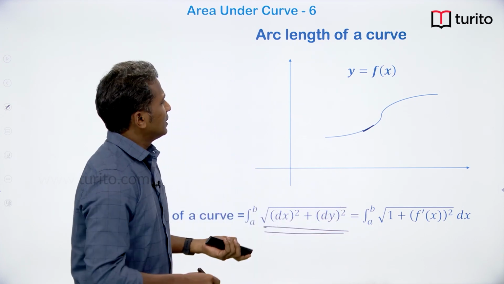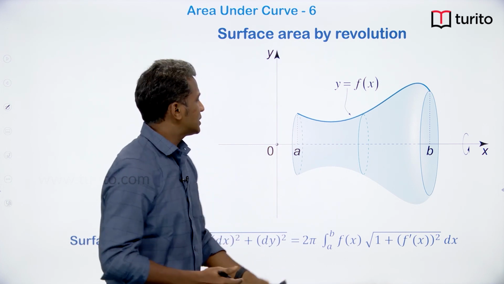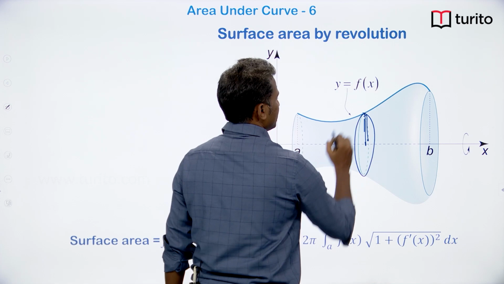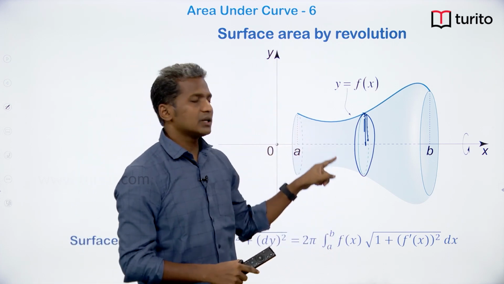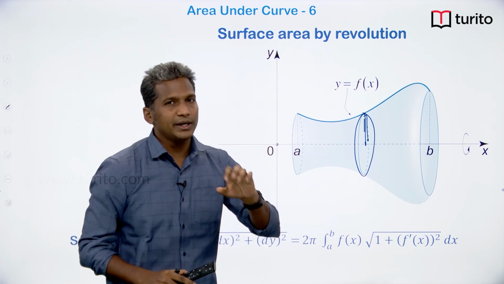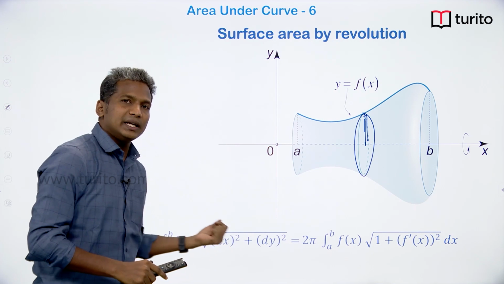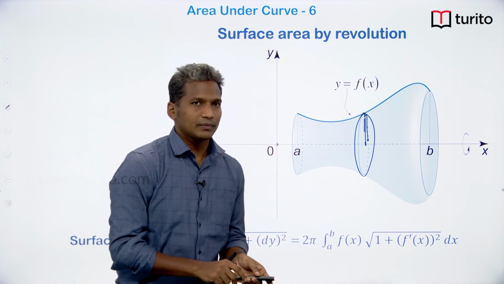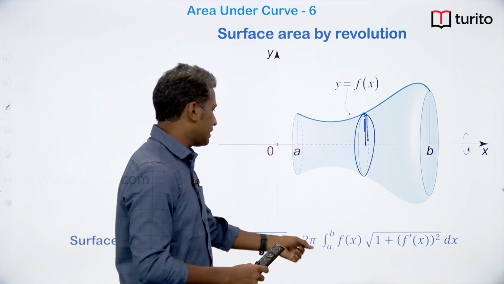For curved surface area, we take a strip here and rotate it to get a disk. The perimeter or circumference of that disk will be 2 pi into y. So, 2 pi y into the arc length, if we integrate this part, it is going to give us the curved surface area. Again, if you want to integrate with respect to x, you take dx common.